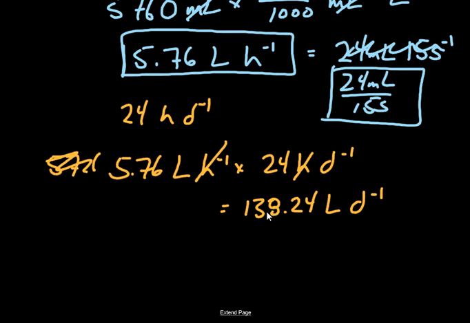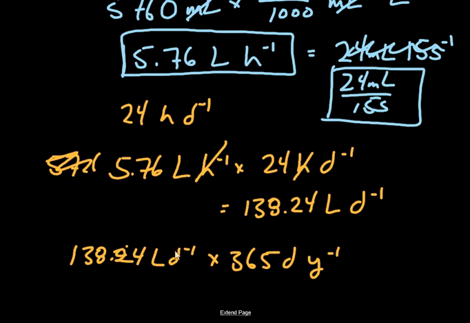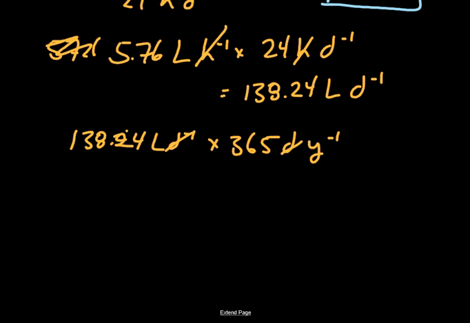Okay, and last but not least, we want to take this value in liters per day and see what this equivalent unit is in terms of liters per year. So let's deal with years now. And so we've got 138.24 liters coming out every day. And we know that there are 365 days every year. Okay, cancel, cancel. Do the multiplication, and we're left in liters per year, and that should be.